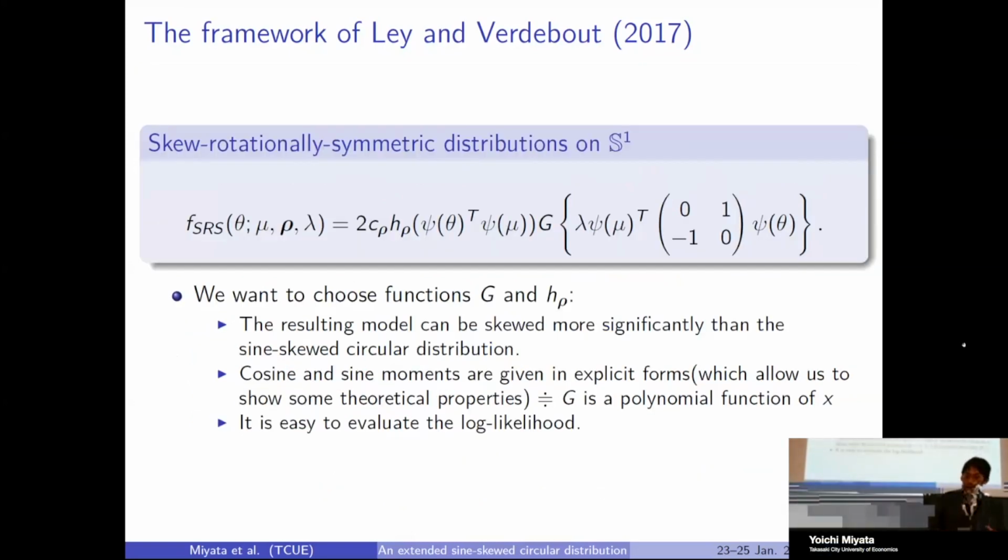So now we want to choose functions capital G and h rho so that the resulting model can be skewed more significantly than the sine-skewed circular distribution, and sine and cosine moments are given in explicit forms, and it's easy to evaluate the log likelihood function.